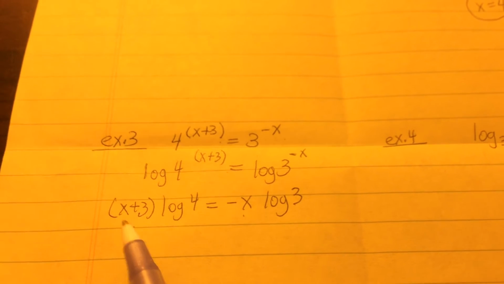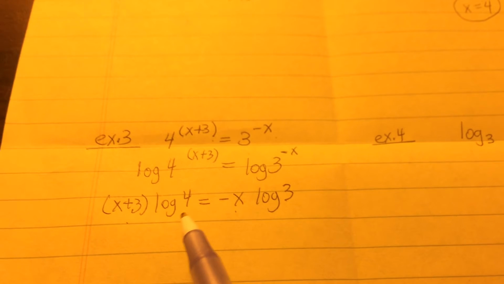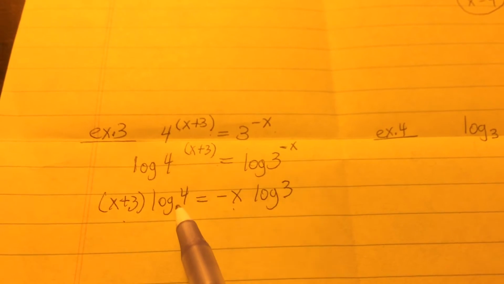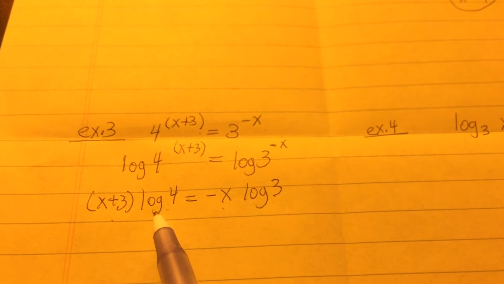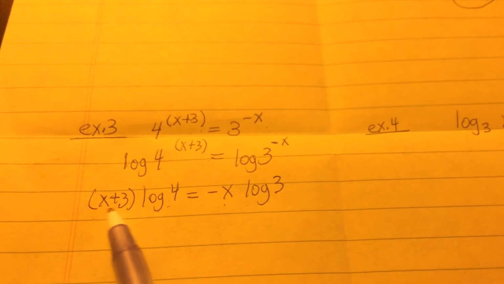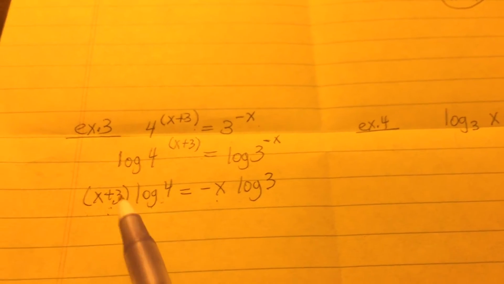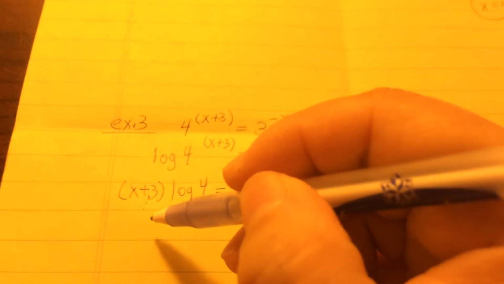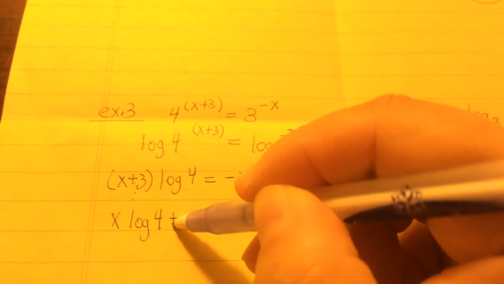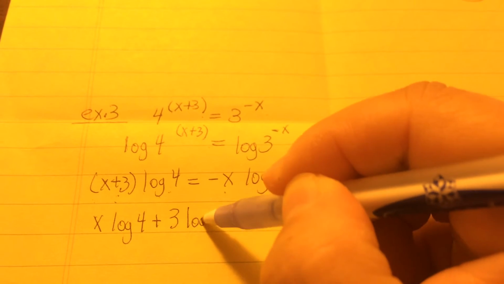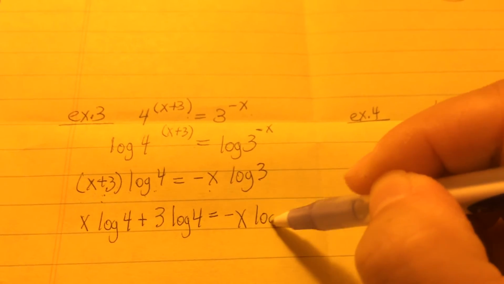So your goal is to have all the x's combined together and all the numbers together. In this case, we're going to go ahead and distribute this into each one of these. You can do that, technically, because x plus 3 is no longer an exponent now; it's actually part of this. So if I distribute that, I'm going to have x log 4 plus 3 log 4 is equal to negative x log 3.